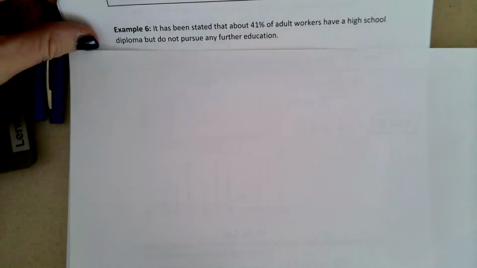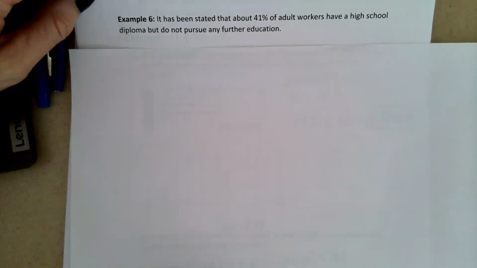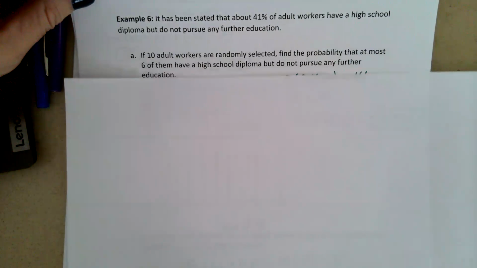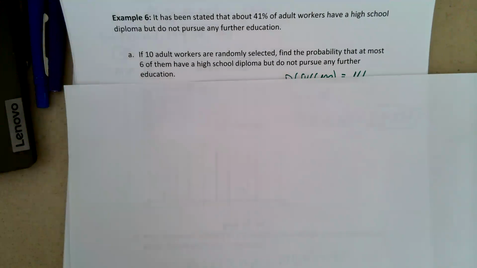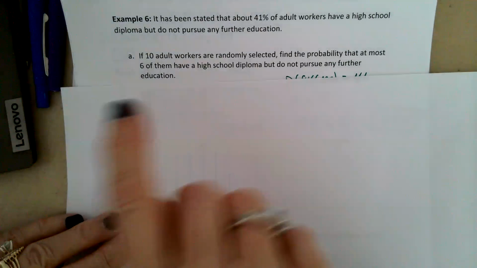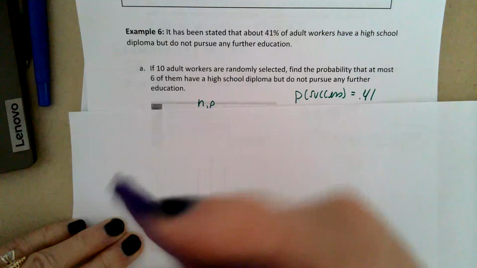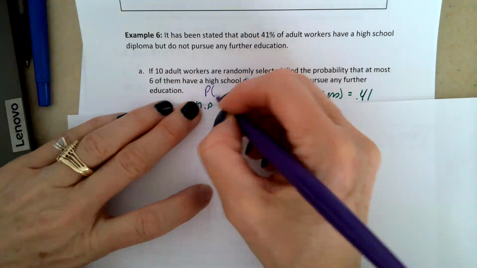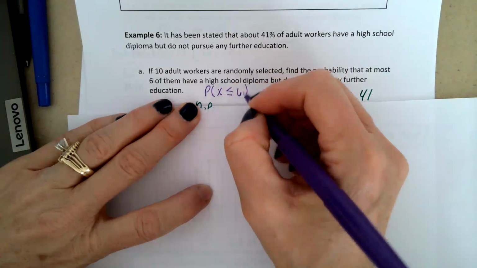The next example says, it has been stated that about 41% of adult workers have a high school diploma, but did not pursue any further education. If 10 adult workers are randomly selected, find the probability that at most 6 of them have a high school diploma, but do not pursue any further education. So this is a unique situation because at most 6 means that I am looking for anything up through 6. So x less than or equal to 6.